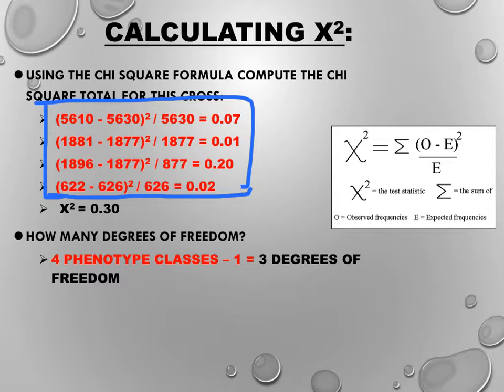So now the next step would be to calculate how many degrees of freedom. Because we cannot figure out our critical value, we cannot use that chi-square table until we know how many degrees of freedom. So there are 4 different phenotypes, and we know that it's the number of variables minus 1, so the number of possibilities based on our scenario minus 1. So that would be 4 minus 1 to give us 3 degrees of freedom for this particular example.